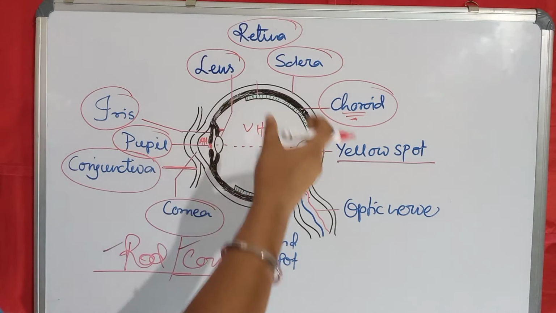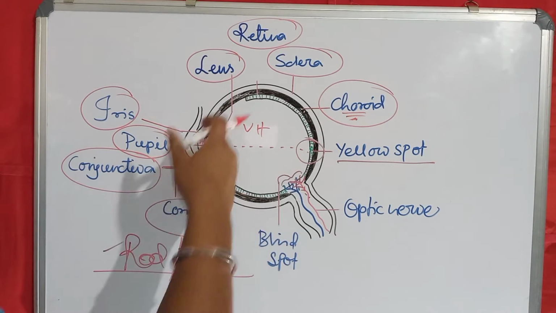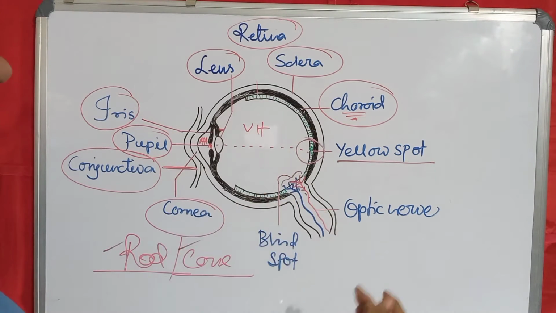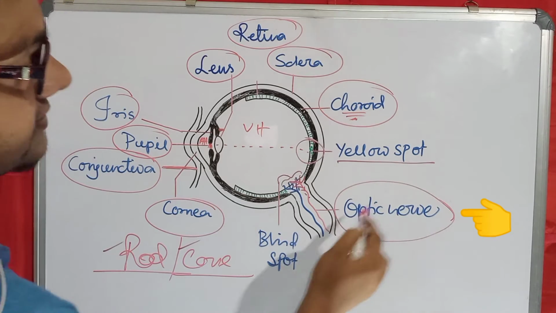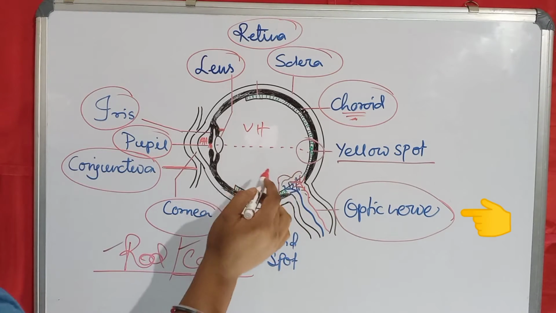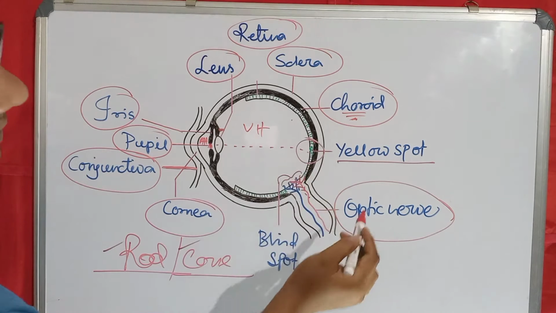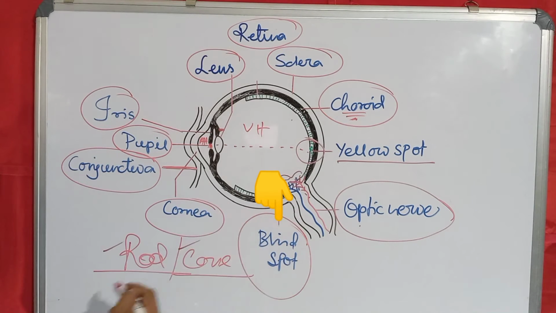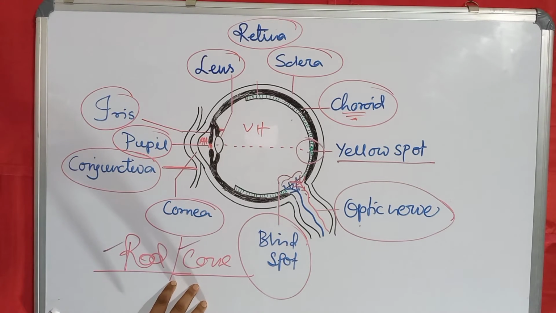Now the image that is formed by the retina is forwarded to the brain by these optic nerves, and the location where the retina meets the optic nerves is known as the blind spot, because the blind spot is the place where rod and cone cells are totally absent. That's why no kind of image could be formed over here. That is the overall view of the structure.